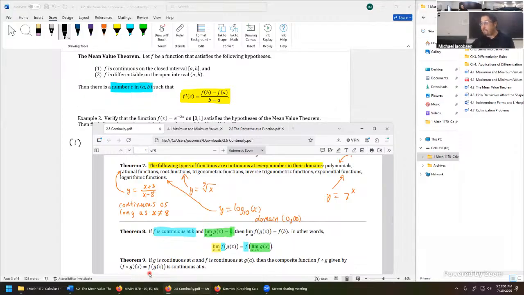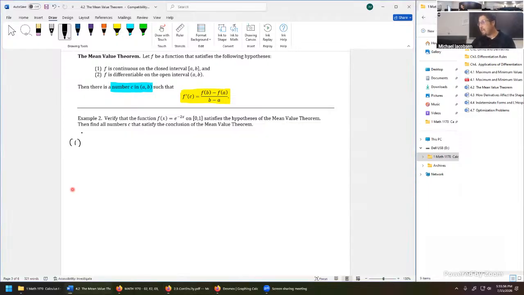So we can make a really short statement here. We have theorems that support all this. We have by theorem 7, y equals e to the x and y equals e to the negative 2x is continuous. It's continuous on the entire real number line. But if we restrict our function to a closed interval from 0 to 1, it'll still be continuous there.